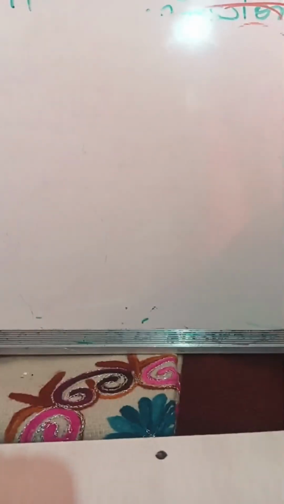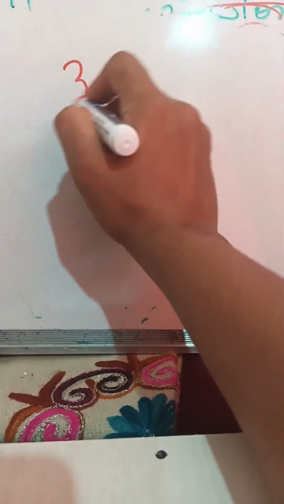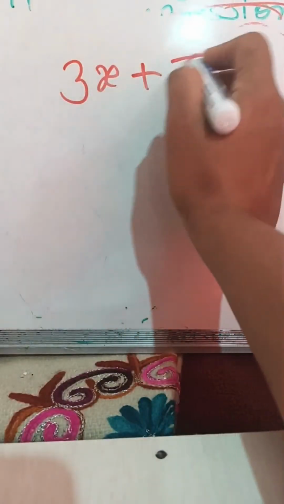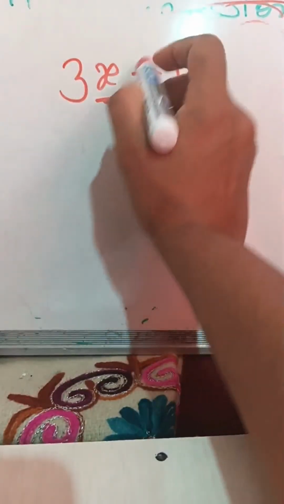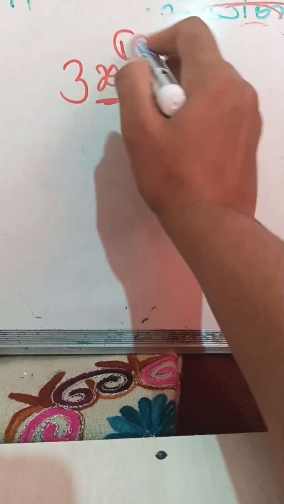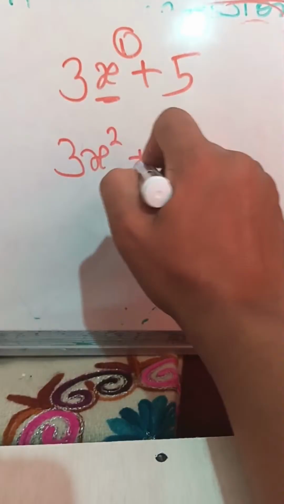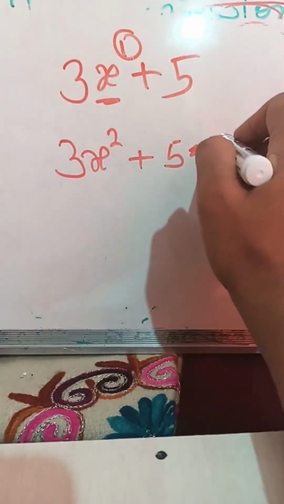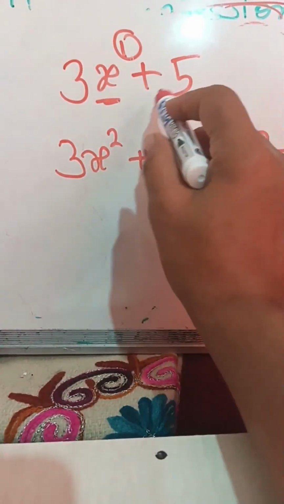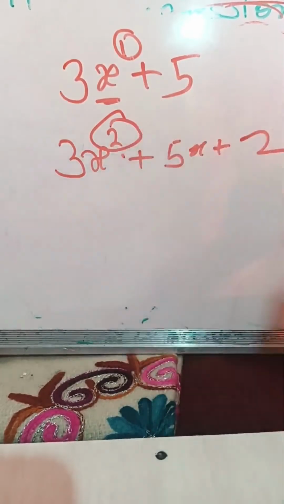Now if we have an equation like 3x plus 5, then it's our linear equation. Which equation? Linear equation, because here we have x power 1, only x power 1. But if I have 3x square plus 5x plus 2 like this, then it's a quadratic equation. Because the maximum power is 2. And then if we have power 3, then it is a cubic equation.